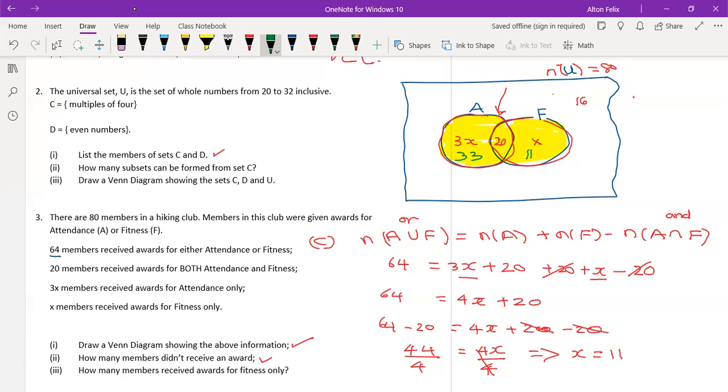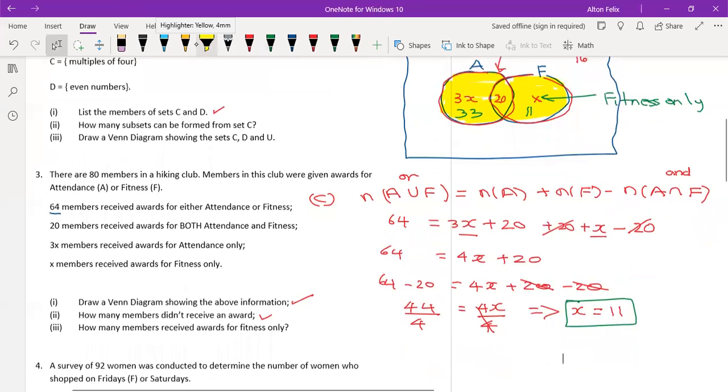Now let's go back to the question asked. How many members receive awards for fitness only? Well, this will be the answer here. Fitness only is represented by x. So the answer will be the number we got when we solved that equation for x, which will be 11. So 11 students got the award for fitness only. Right, so I think we did well in solving that question number 3. And let's go on to our question number 4.